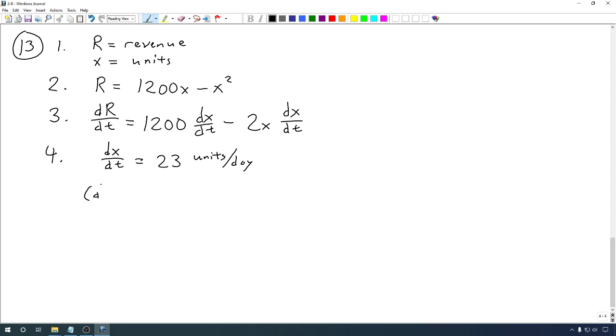But we're given two problems, two sub-problems, you could say. Part A, they actually tell us that x is 300 units. And they're asking us, find the rate of change of the revenue. What is dr dt?